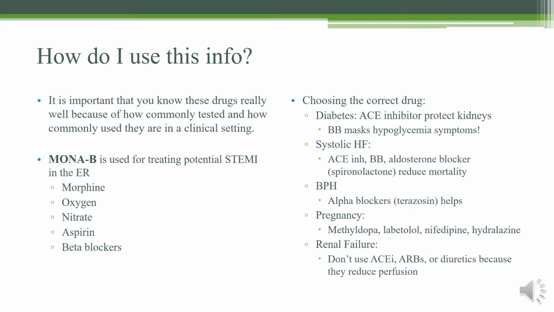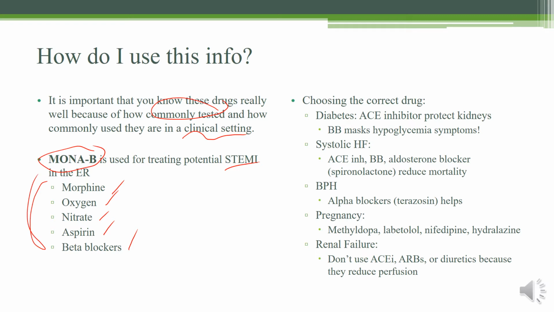They're very high yield and commonly tested, and it's even important for you to know the clinical setting for each one, like which ones increase mortality or decrease mortality. So something you need to know is MONA B in the case of the ER setting. If you see someone who looks like they're having an MI or a STEMI, then you want to remember MONA B. That's morphine, oxygen, nitrate, aspirin, and beta blockers. They might just ask you what drug you would want to give them, and then you want to pick one of these.